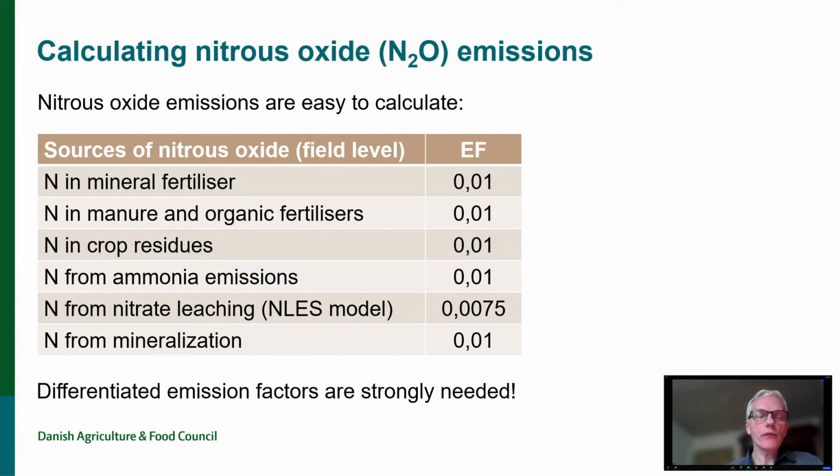Well, we cover all the greenhouse gases with the account, but I think understanding nitrous oxide emissions is complicated, but the calculation of the nitrous oxide emissions is rather easy because we have information about most of the nitrous oxide sources from the fertilizer account, and then we use these rather simple emission factors. But I think in the future, more differentiated emission factors are strongly needed.